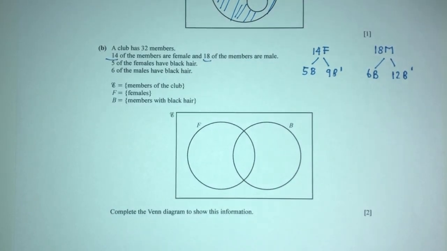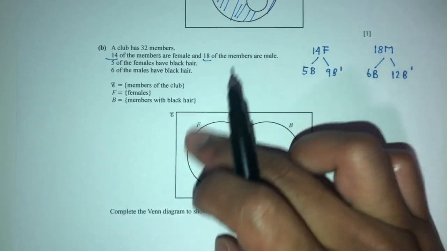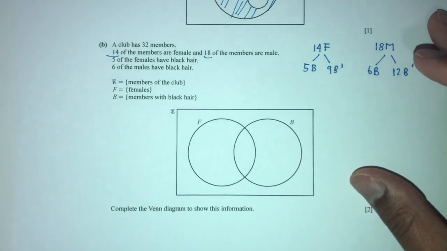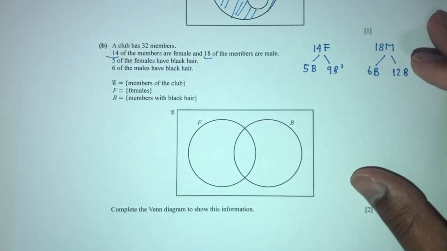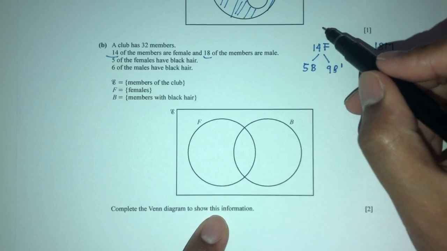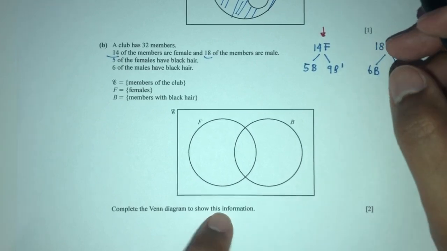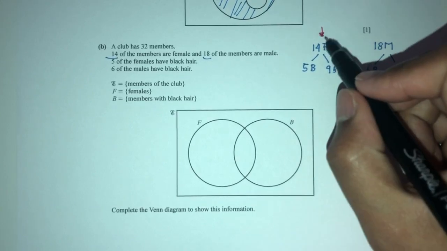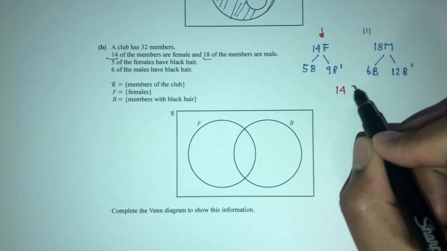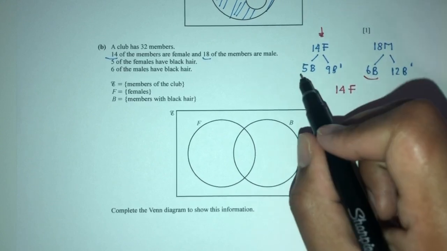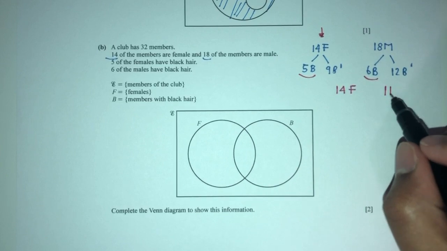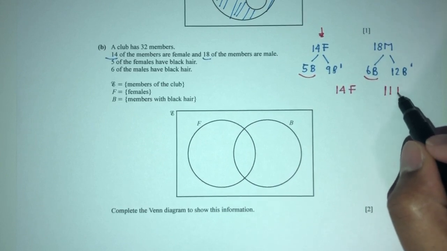So everything is a member right here, so we have to complete the Venn diagram. So the females, we know the female total is how much? The female total is 14. This is black hair. So how many people have black hair? The total of female is 14 people. Black hair, we have this plus this. That will be 6 plus 5, which is 11 people who have black hair.